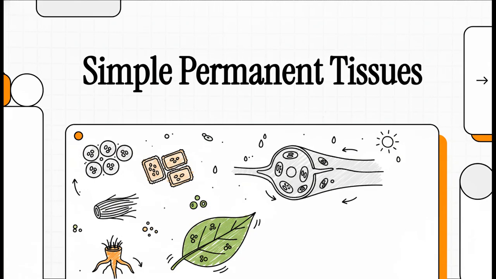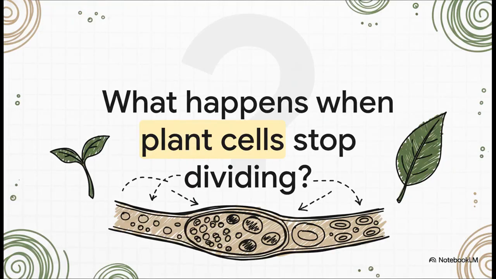Hello, students. Today we are going to learn about a very important topic in plant biology, simple permanent tissues. We will try to understand what makes a plant strong, what makes it flexible, and how it stores its food. So let's start with a question.